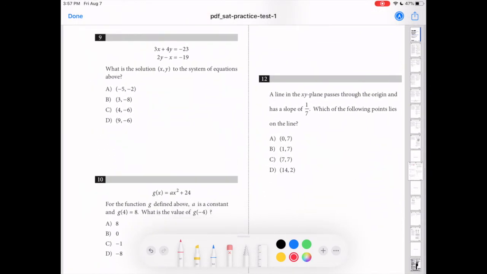Number 9, systems of equations. Absolutely fundamental to algebra. There's so many ways to do this. Neither x nor y really look easy to solve, so we could do either. But here's a test tip. Look at the answers real quick.